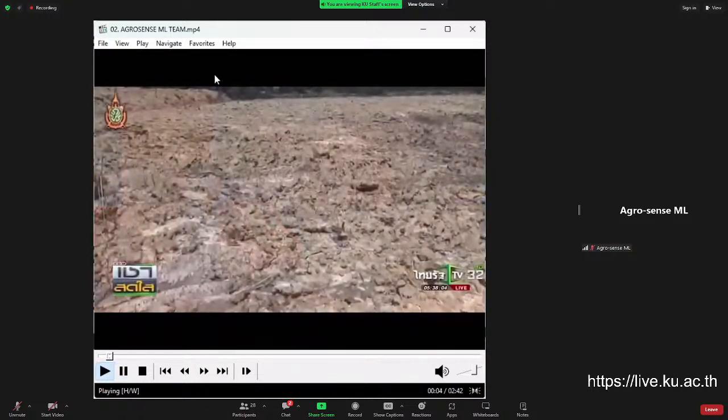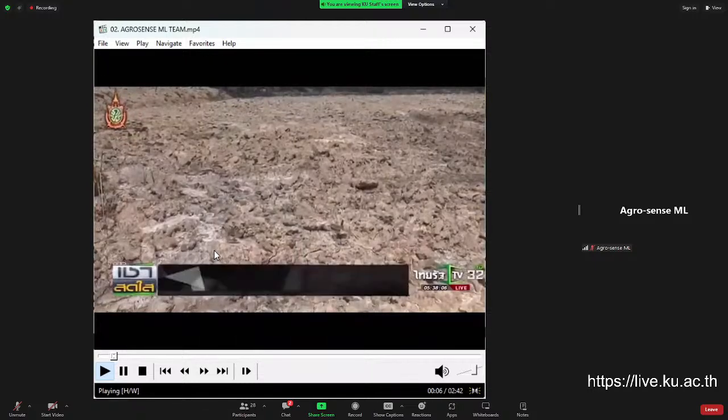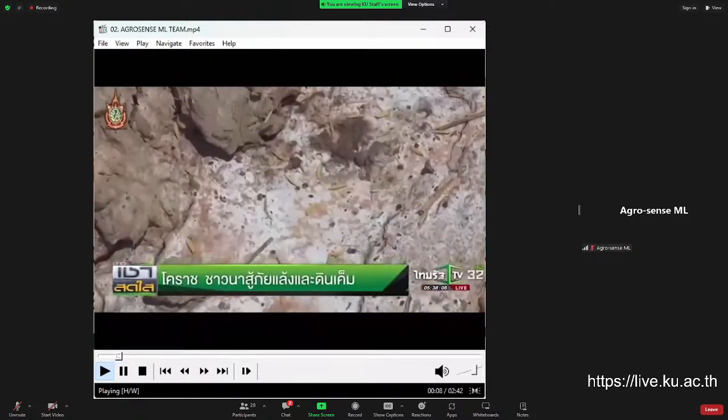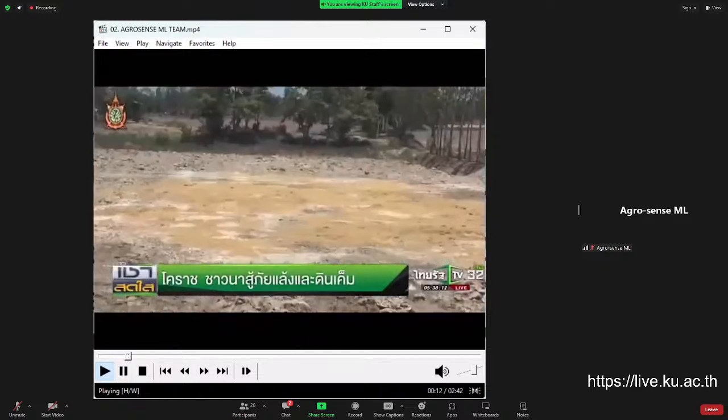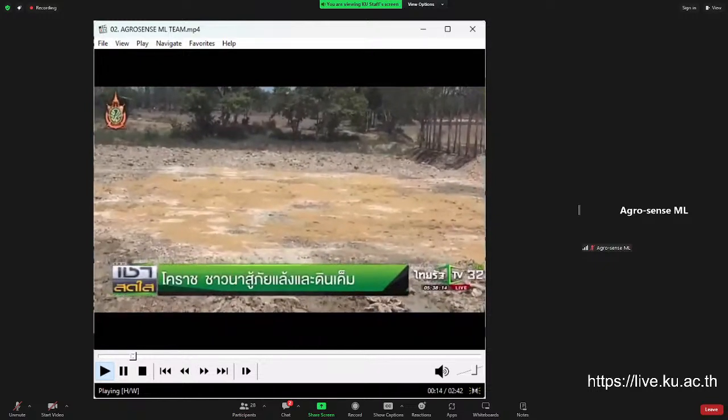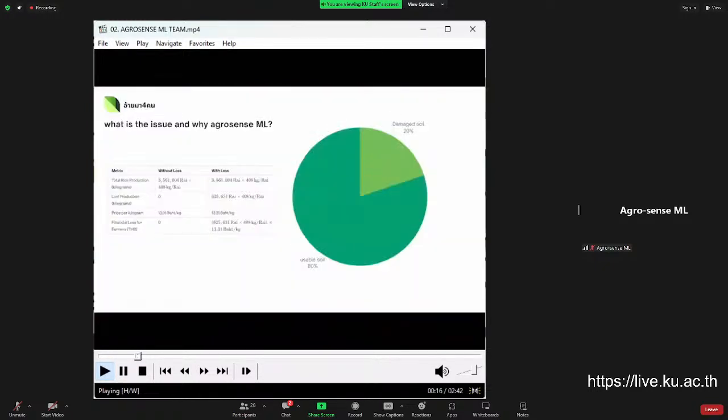Roughly 20% of the total farm area faces damage, resulting in substantial financial losses for farmers. The estimated loss is 3,394,966,021 baht. This problem has an urgent need for innovative solutions.